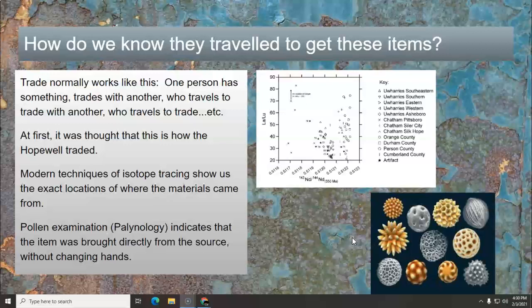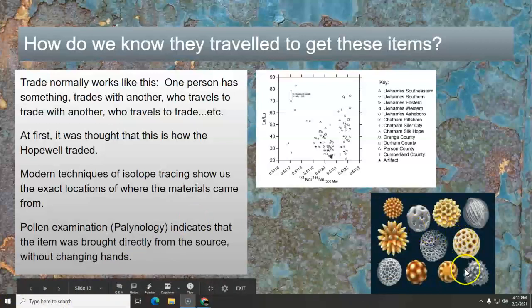So this means that the object being traded wasn't wrapped up and then unwrapped to be inspected and traded, then wrapped up again and unwrapped again, etc. It was wrapped up once at the source and then trucked all the way back to Ohio. And this happened with all of their things. So the theory is that this was part of a belief system that they had, that people were selected to go on these journeys to bring back these specific, precious kind of materials.